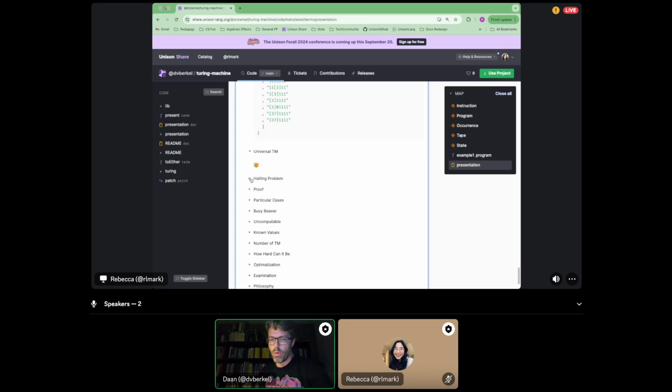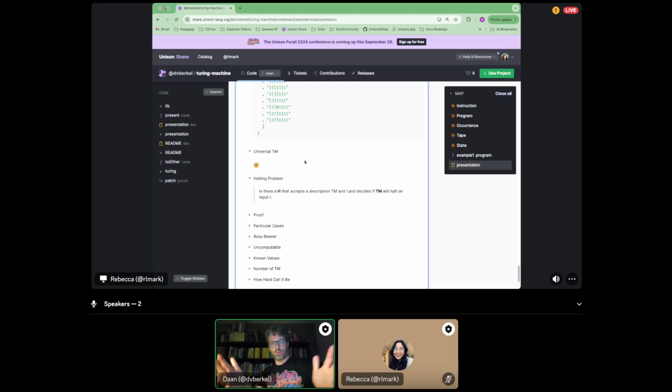So the halting problem is the question, is there a Turing machine? And you can open up the definition. Is there a machine, a Turing machine H, that when given a description, so a representation of the function of a different Turing machine, and a representation of the input that you want to execute the Turing machine on, written on the tape, can say whether this Turing machine will halt? And halting is stopping, and the opposite of halting is looping forever.